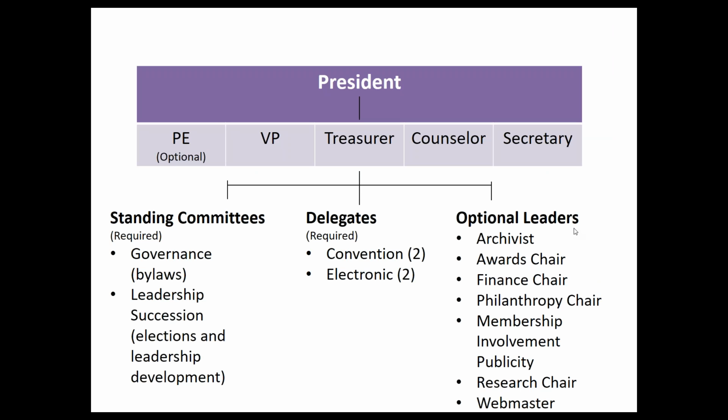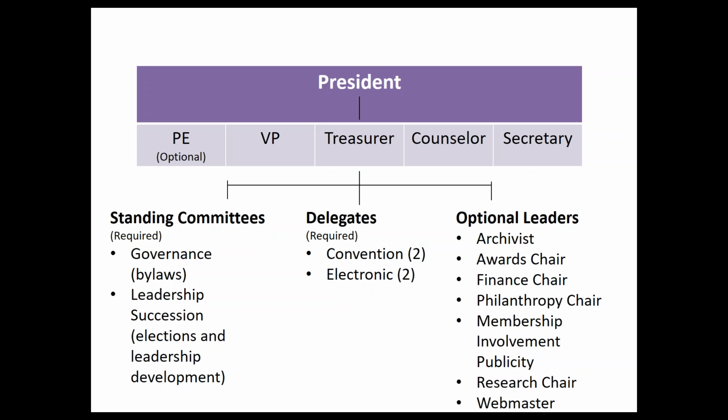So we talked about the voting officers. That's our board of directors up at the top of the screen. Just to give you an overview of what else your bylaws require, on the very left-hand side, you'll see that there are 2 required standing committees. The governance committee, which is responsible for bylaws, and the leadership succession committee, which manages the election process as well as developing leaders so that there are people to run on the ballot.